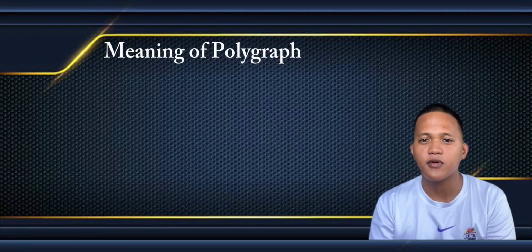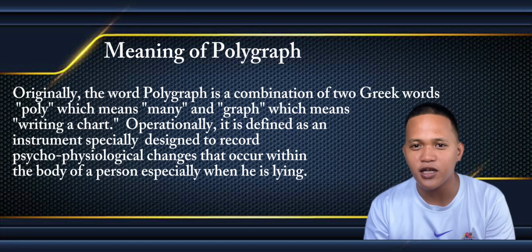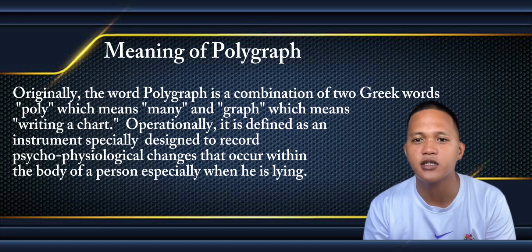Meaning of polygraph. Originally, the word polygraph is a combination of two Greek words, poly, which means many, and graphs, which means writing a chart. Operationally, it is defined as an instrument especially designed to record physiological changes that occur in the body of a person, especially when he is lying.